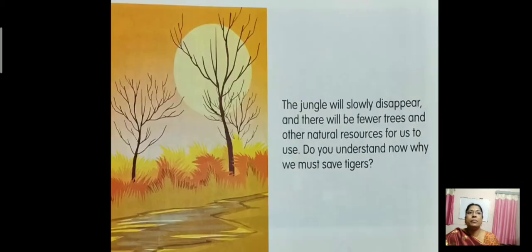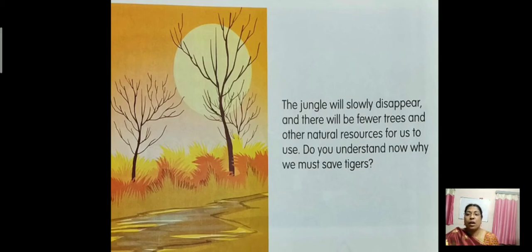Then what happens finally? The jungle will slowly disappear. So when these deer and the wild boars eat the plants, then what happens? See how the jungle has become, children? The jungle will slowly disappear. There is no greenery at all, and there will be fewer trees and other natural resources for us to use. So we have a very small number of trees, and the other natural resources which depend on them will be reducing, okay.